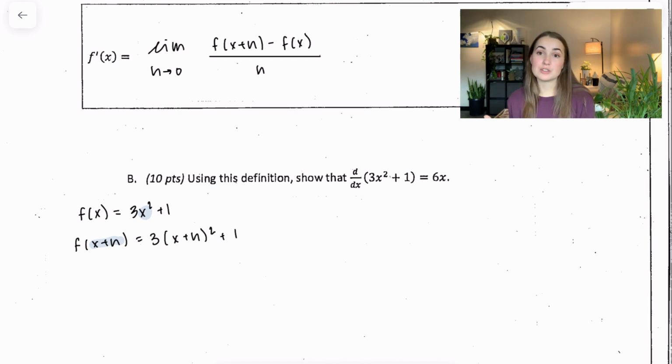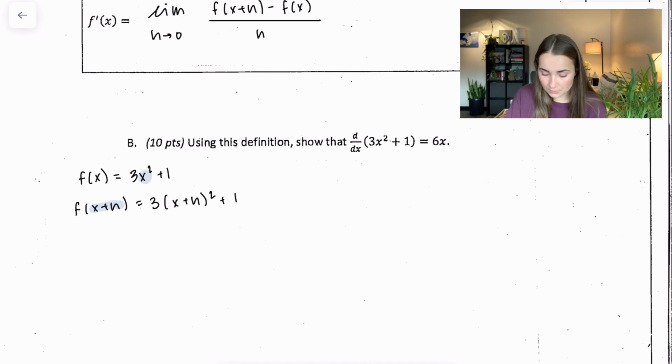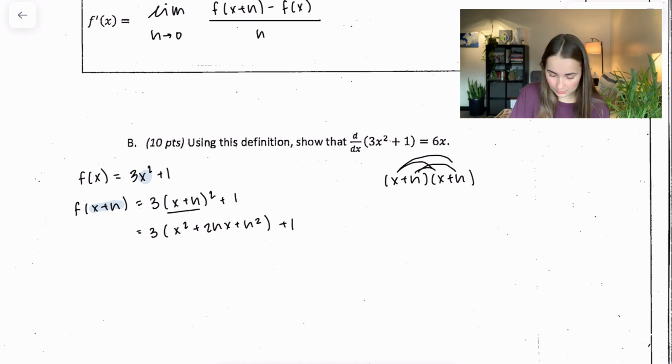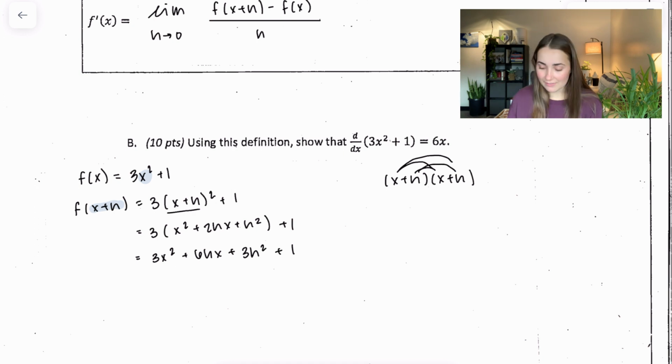If we wanted, we could simplify this out a little bit. First we can square x plus h squared. Remember, this is going to be x plus h times x plus h. So when we do this, we have to FOIL it out, make sure we distribute it everywhere. And we end up getting 3 times x squared plus 2hx plus h squared, plus 1. Now we can distribute that 3 all the way across, and we get 3x squared plus 6hx plus 3h squared plus 1. Now that we have that simplified out, we can plug it into our limit definition.